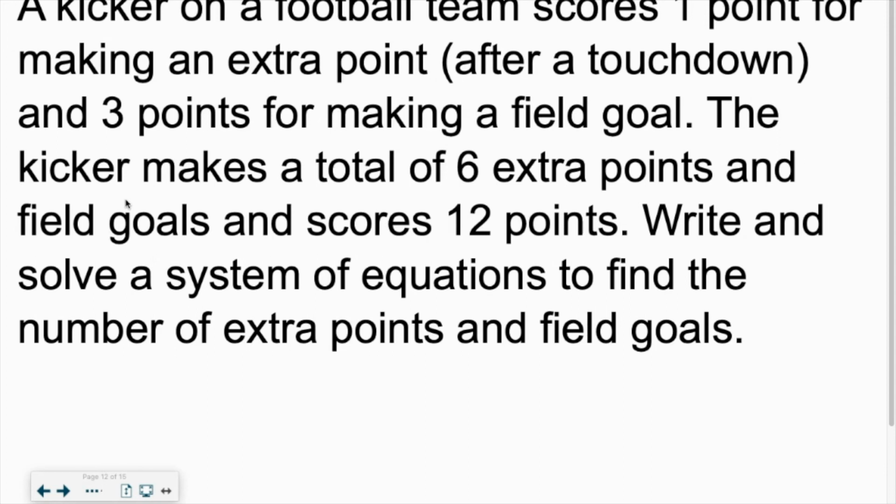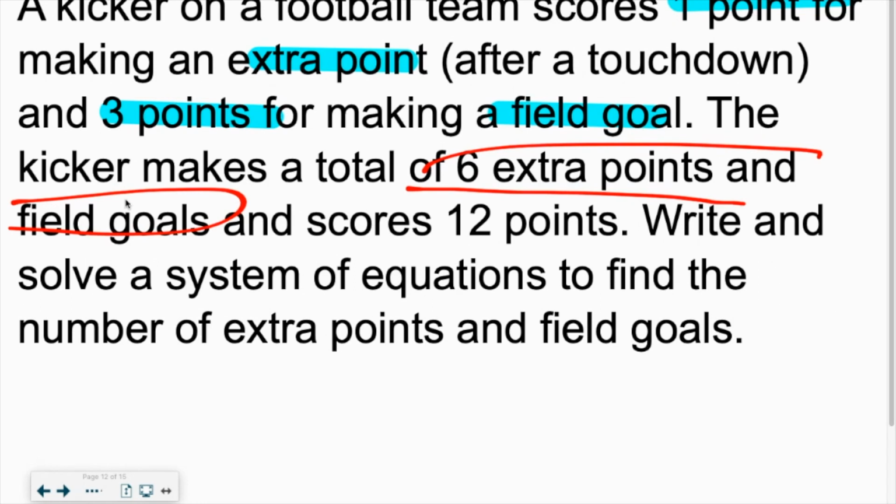A kicker on a football team scores 1 point for an extra point, one that they do after a touchdown, and 3 points for making a field goal. So now notice, here's what happens. We have to interpret what's happening. The kicker makes a total of 6 extra points and field goals. All right, but wait, do we know how many extra points, the kicks after the touchdown, he made? Read the problem, it doesn't say it. Do we know how many field goals he kicked? No, it does not tell us that.